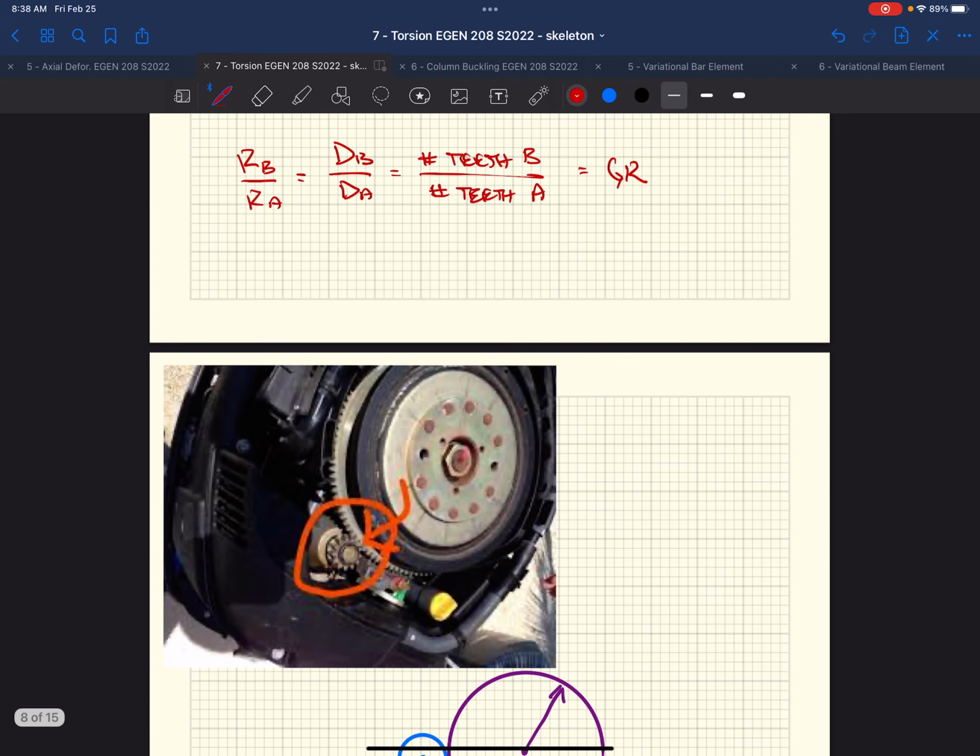Anybody know what we're looking at in this picture? Starter. It's a starter, yeah. It's a starter on a flywheel. It's a flywheel on a lawnmower, okay? All right, big fancy lawnmower, right?